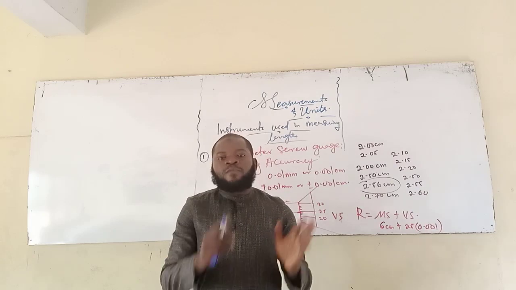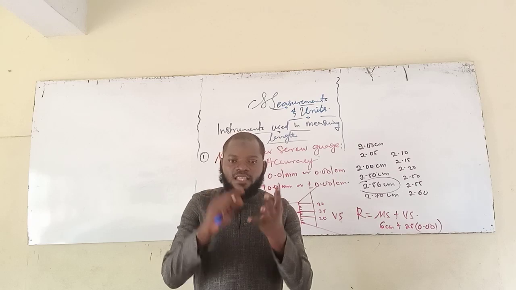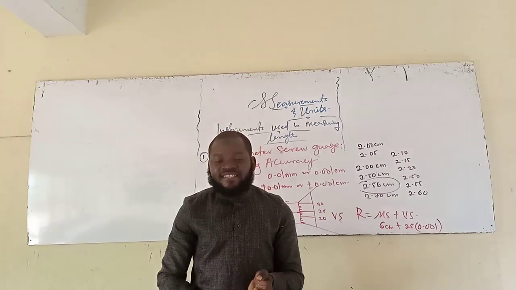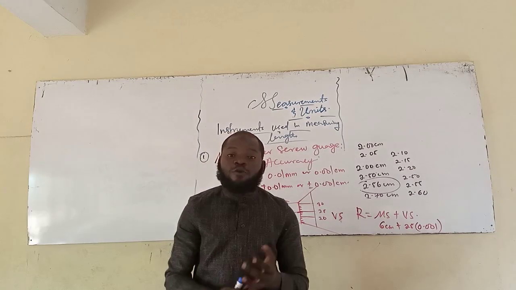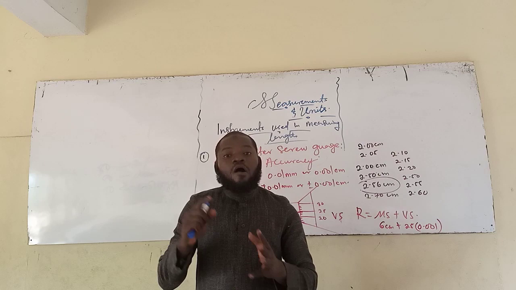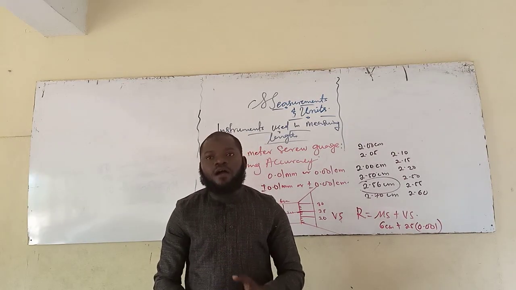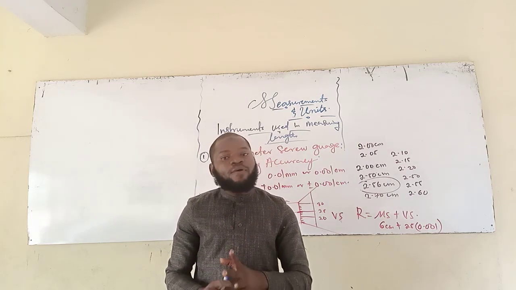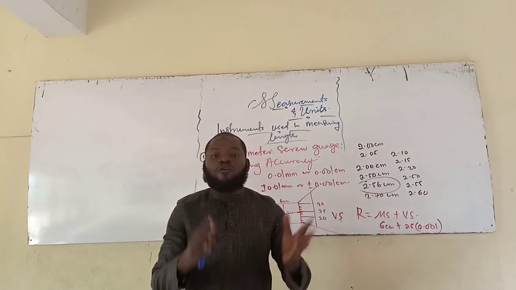A quick recap. The instruments for measuring length include what? The meter rule. The meter rule is used to measure long objects. Then the reading accuracy is 0.5 millimeter or 0.05 centimeter. The measuring accuracy is plus or minus 0.5 millimeter or plus or minus 0.05 centimeter. Then the next one is vernier caliper. The reading accuracy for vernier caliper is 0.1 millimeter or 0.01 centimeter. It is used to measure internal and external diameter of round objects.